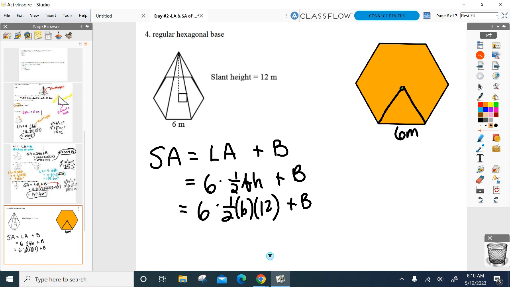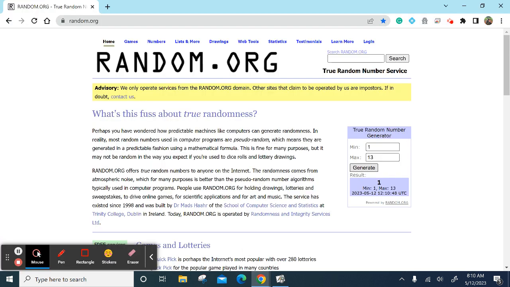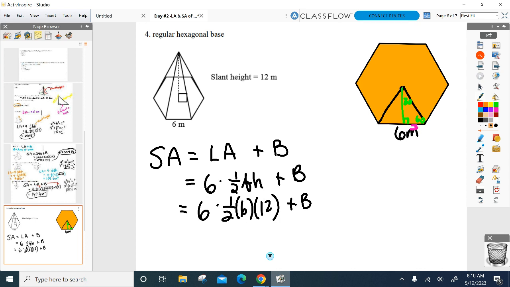When you draw in the height, it gets bisected, so now we're working with our 30/60. And also that 6 just got bisected, didn't it? So now there's a 3. So what's the height going to be? Use your 30/60/90 rules. What's the height of this particular triangle going to be? 3 radical 3.